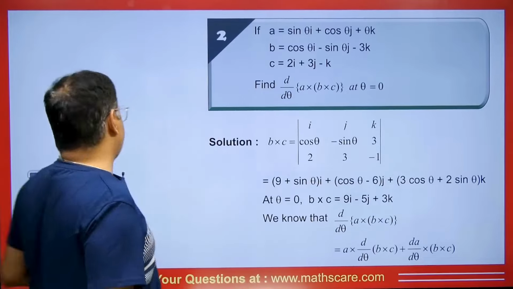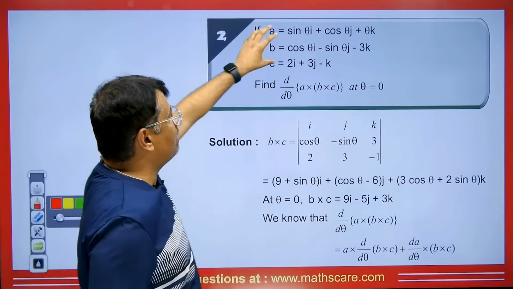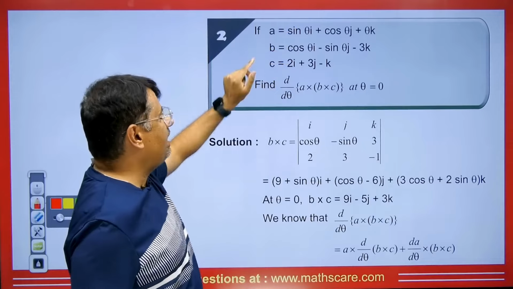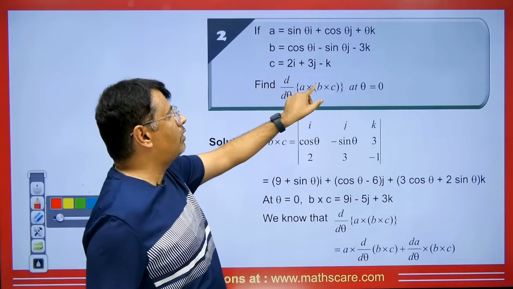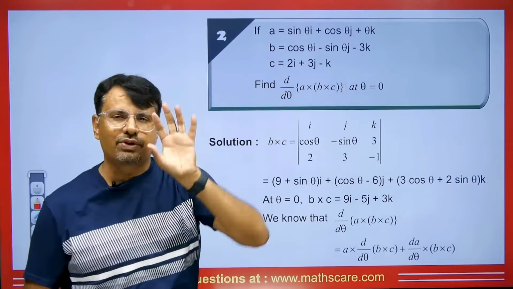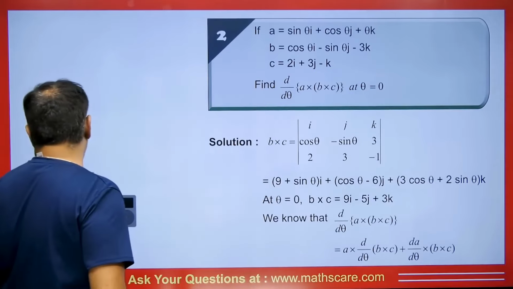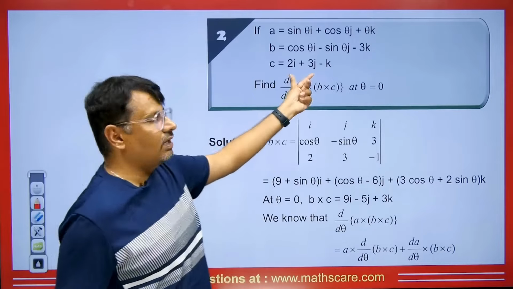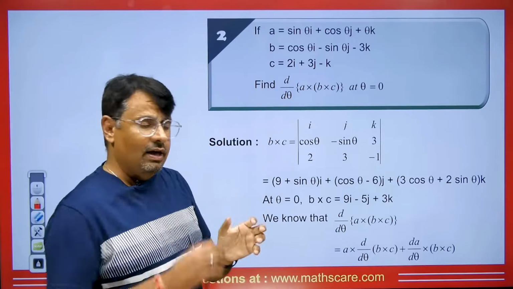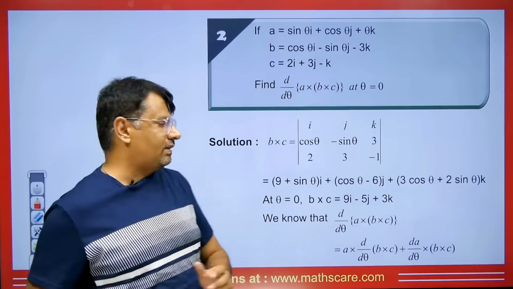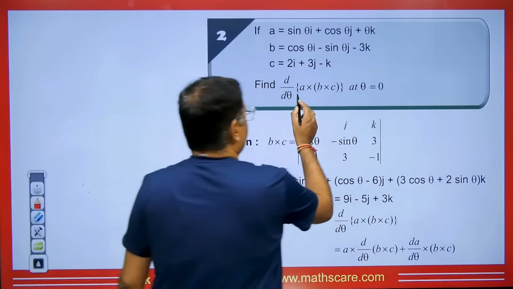Now let's proceed to the next question. We are given A, B and C here, and the question asks for d by d theta of A dot B cross C at theta equal to 0. You need to calculate its value at theta equal to 0. I explained the concept to you: if we are given a cross product, how do we calculate its derivative? Ultimately, the U into V concept is applied here. So how will we proceed?